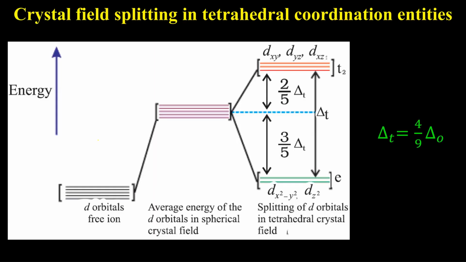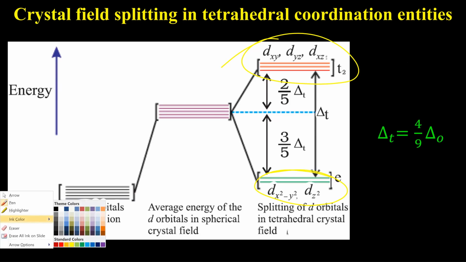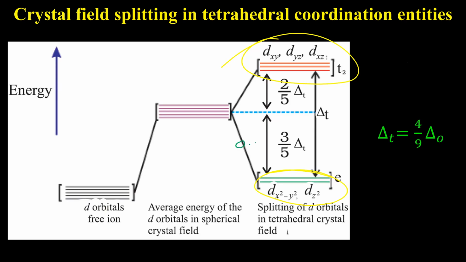Now the tetrahedral field, as I said, whatever is applicable for the octahedral field will be opposite for the tetrahedral. So in this case, what will happen? You will have eg at the bottom and t2g at the top. So here eg will be more stable and t2g will be less stable. Other concepts will remain the same. Here it will be 0.6, here it will be 0.4. Those concepts will remain the same.